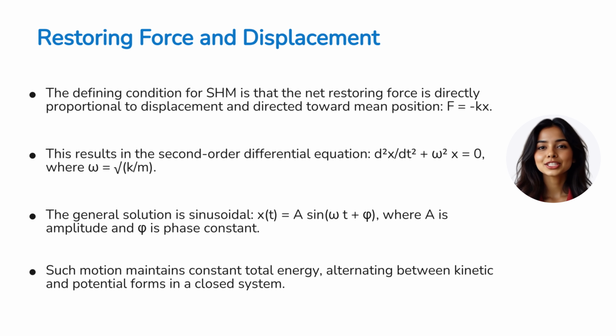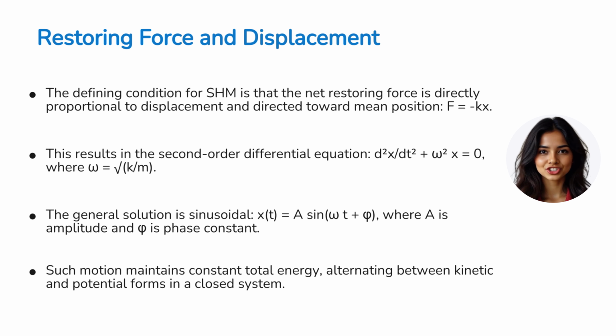This neat relation leads us to an important equation of motion, a second-order differential equation that says the second derivative of x with respect to t plus ω² times x equals 0, where ω is the angular frequency of oscillation given by the square root of k divided by m, with m being the mass in kilograms.